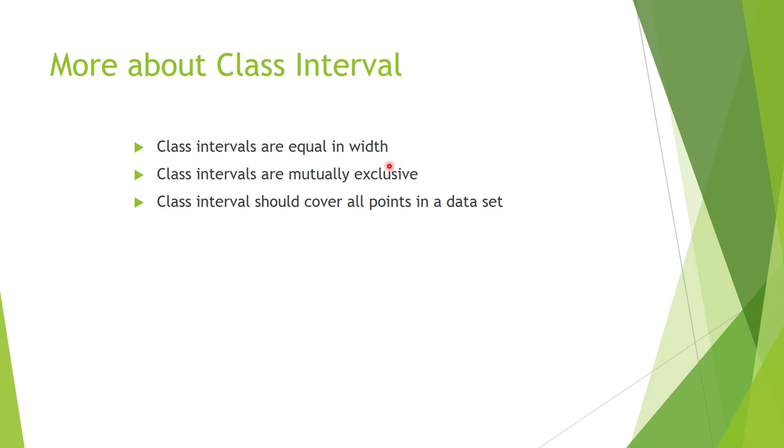And then the class intervals are mutually exclusive. This means there are no overlaps among your classes. You cannot say the first class is from 1 to 3 and the second interval is between 2 and 4. If you do things like this, it will be hard for you to decide which home is put in which interval or which class.